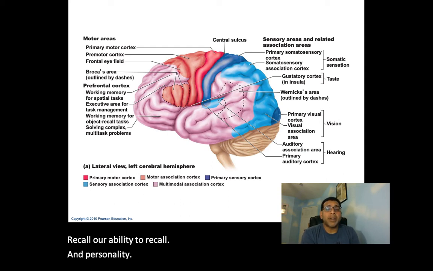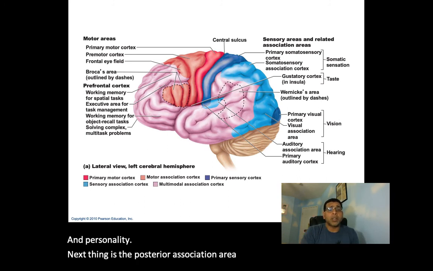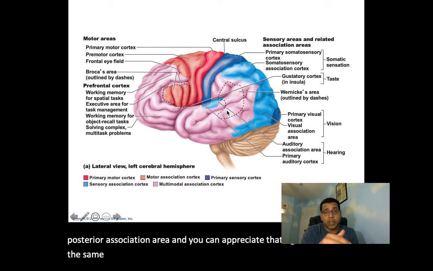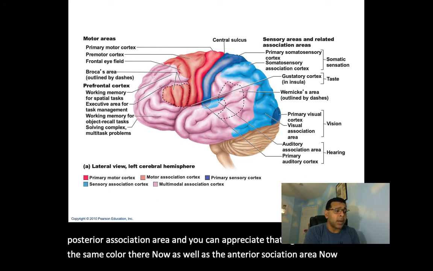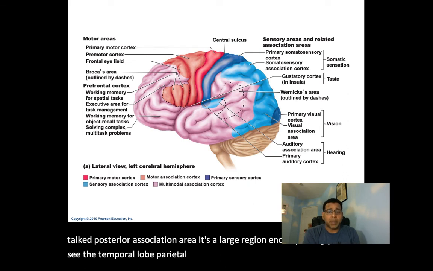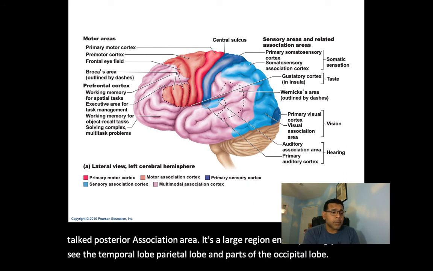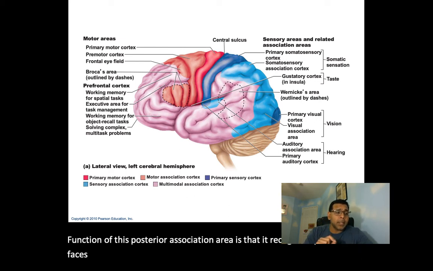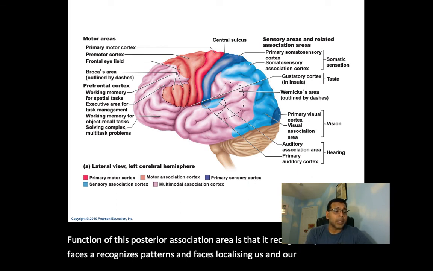Next is the posterior association area. You can appreciate that right back here is the same color as the anterior association area. When we talk posterior association area, it's a large region encompassing, you can see, the temporal lobe, parietal lobe, and parts of the occipital lobe. The function of this posterior association area is that it recognizes patterns and faces, localizing us and our surroundings.